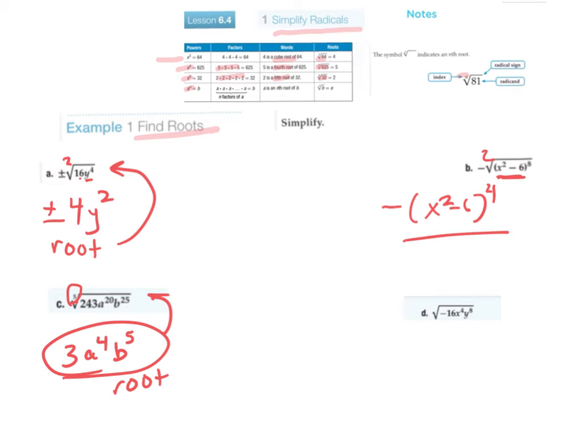So what we're going to look at now is this next problem, letter D. The problem with this one is we have a negative inside, but we also have an even root, and it's 2. When you have an even root and you have a negative, you have no real roots because it ends up being an imaginary number. So this one with the negative inside but an even root can't really be done.